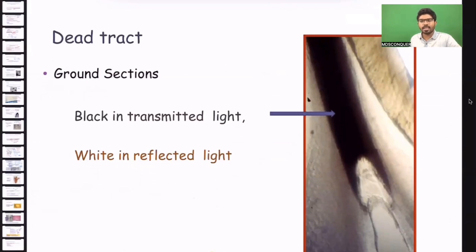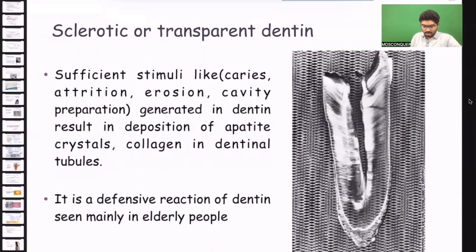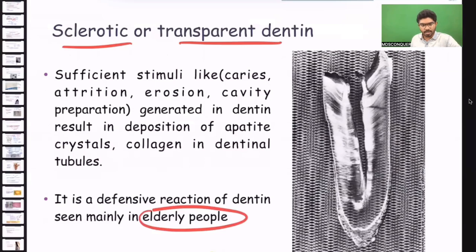Dead tracts is a recent diagram-based question in one of the examinations. They are black in transmitted light and white in reflected light, right? Sclerotic dentin is also called transparent dentin. It is a defense reaction of the dentin that is seen mainly in older individuals.